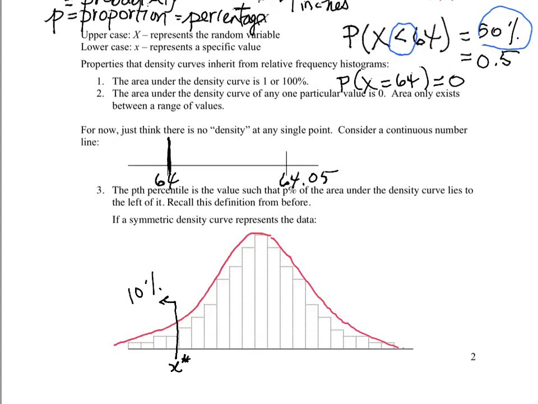I'm not going to put a number here, but I'm going to say I know that X star has 10% of the observations to the left of it. How do I write that? And what is X star? X star is known as the 10th percentile because 10% of the observations are to the left of it. We would write probability of big X being smaller than little x star is equal to 10%. Okay, so this has to be going left. Okay, that's a percentile. Again, we could also write this as 10%. I'm fine with that.